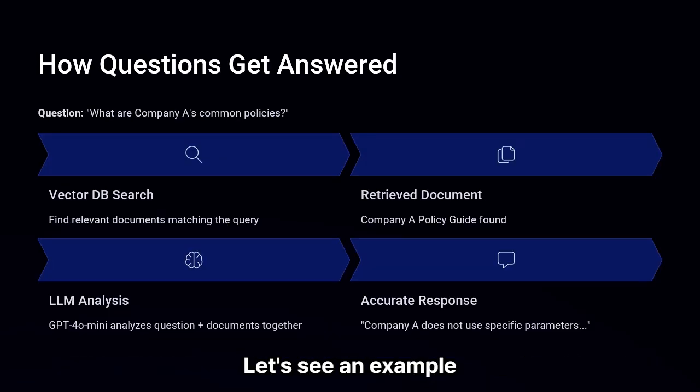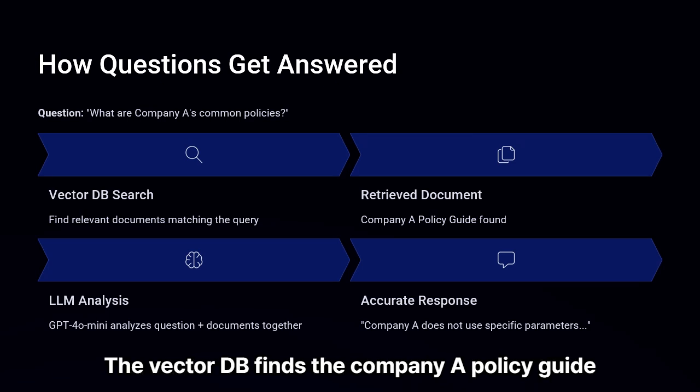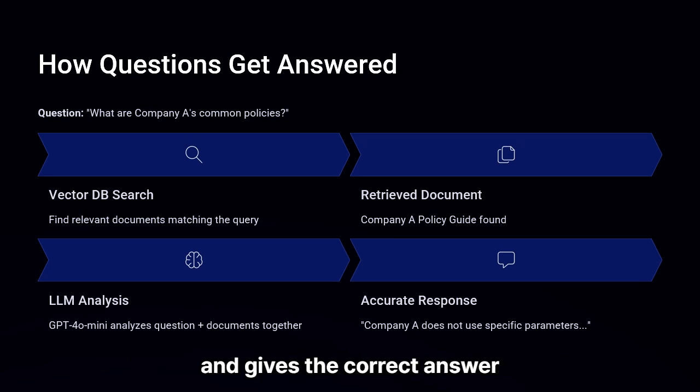Let's see an example. If I ask, what is company A's policy? The vector DB finds the company A policy guide. Then GPT-4o-mini analyzes the document and gives the correct answer.